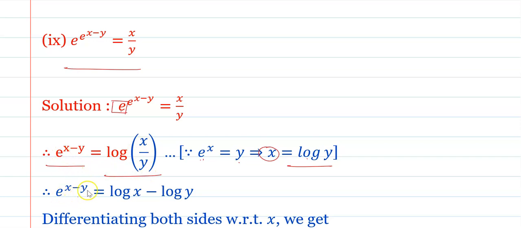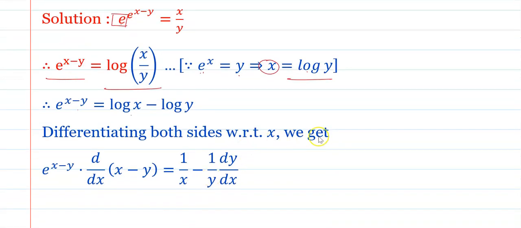and hence e raised to x minus y is equal to log of x upon y, which means what? Log x minus log y. Differentiating both sides with respect to x. What is the derivative of e raised to x minus y? e raised to x minus y into d/dx of x minus y. It's a composite function. The derivative of x minus y we will find out. Derivative of log of x is 1 upon x. Derivative of log of y is 1 upon y into the derivative of y, which is dy by dx.